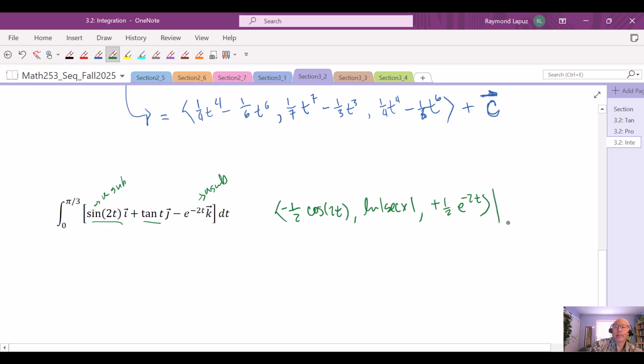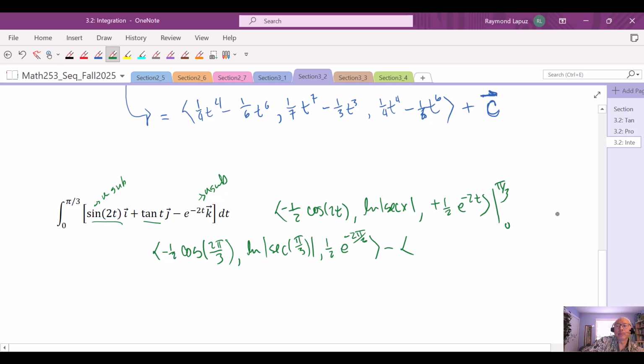Now we're going to need to evaluate this from 0 to pi over 3. We can do that component by component, or you can just put pi over 3 in and then subtract the vector when you put 0 in. So we will get a negative 1/2, and this is going to be cosine of 2 pi over 3, comma, ln of secant of pi over 3. And then we have a 1/2 e to the negative 2 pi over 3.